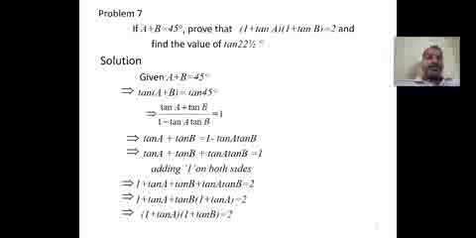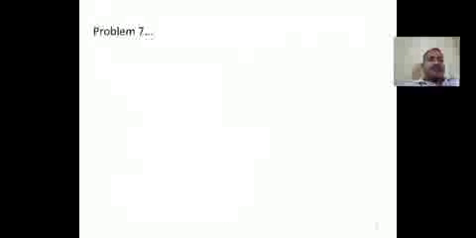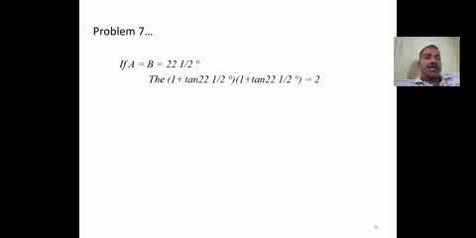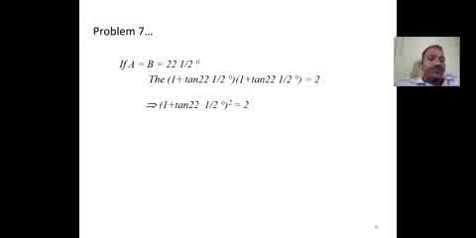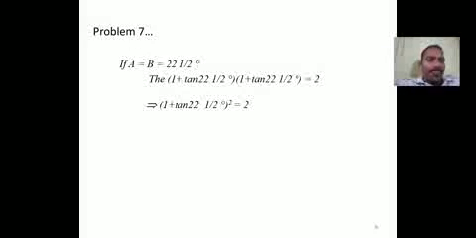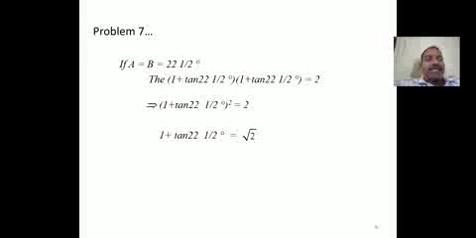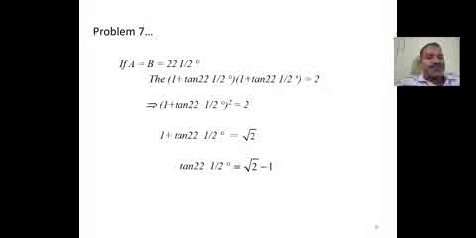Here for that, put a equal to b equal to 22 and half. Then we will get 1 plus tan 22 and half into 1 plus tan 22 and half equal to 2. That is 1 plus tan 22 and half whole square equal to 2. 1 plus tan 22 and half equal to root 2. Tan 22 and half equal to root 2 minus 1.